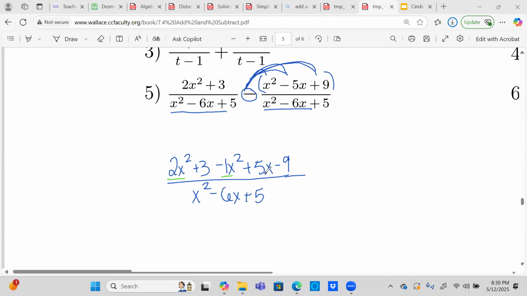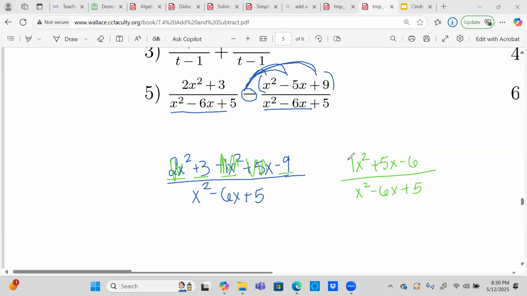2x squared minus 1x squared would be 1x squared or just x squared. Okay, so that's done. Now do the x's, so that's just plus 5x. There wasn't a like term. And 3 minus 9 is negative 6. And there we are.